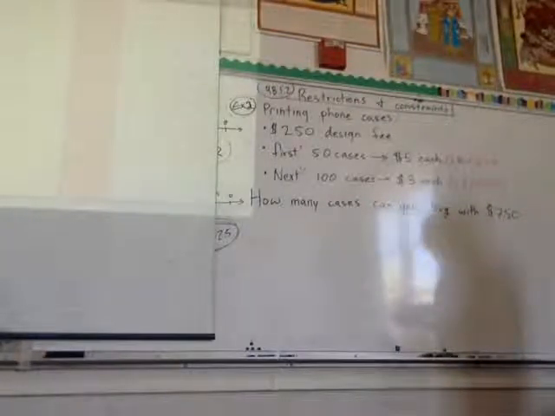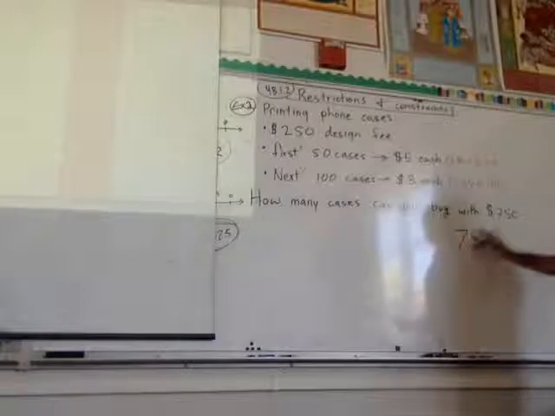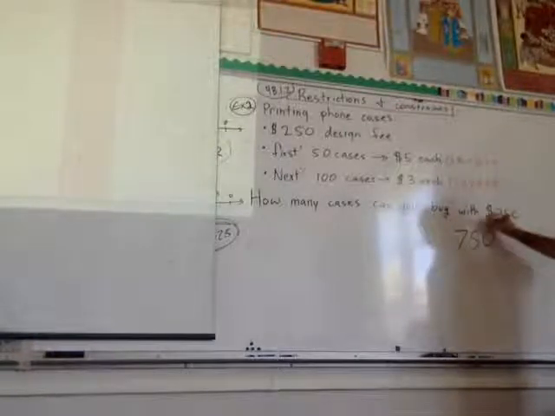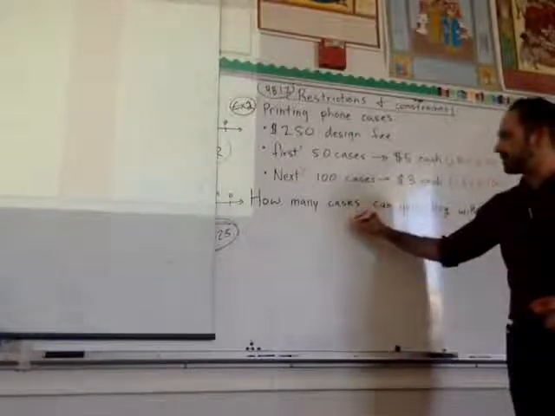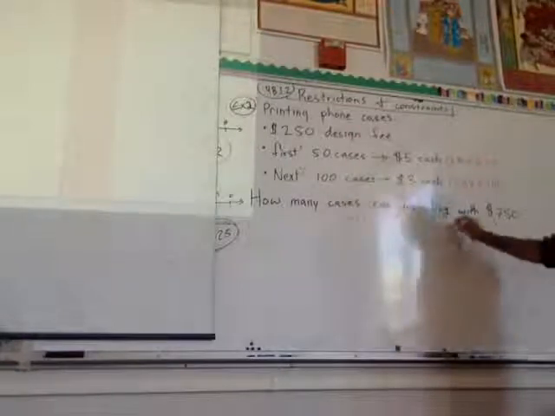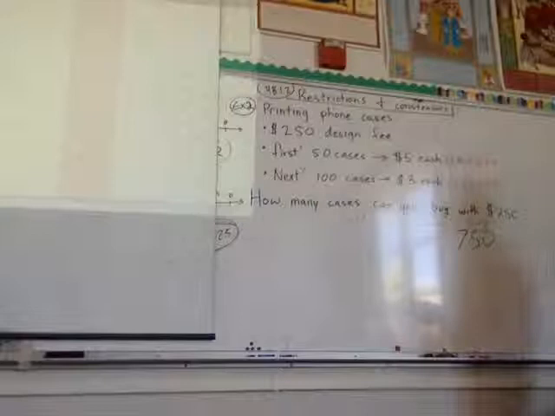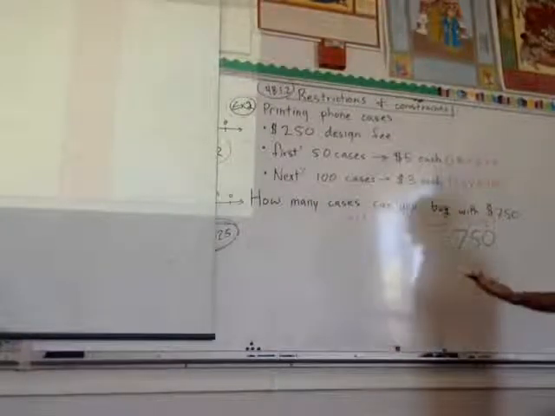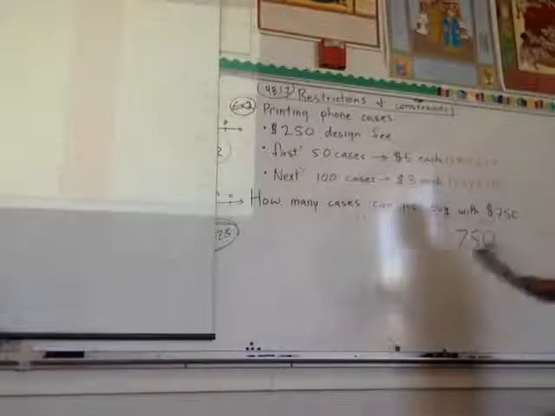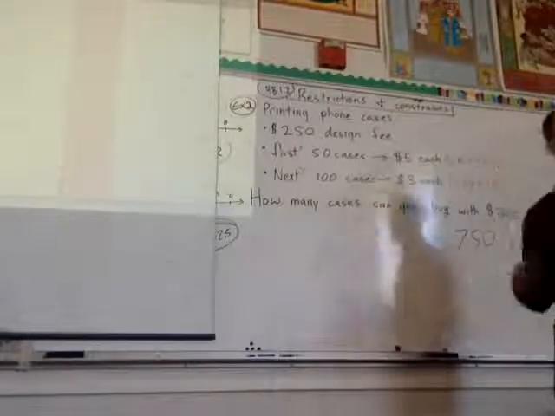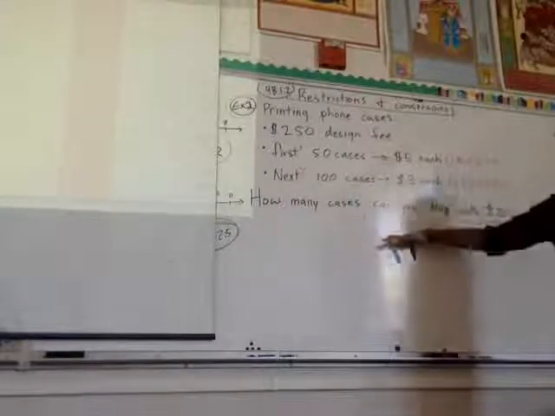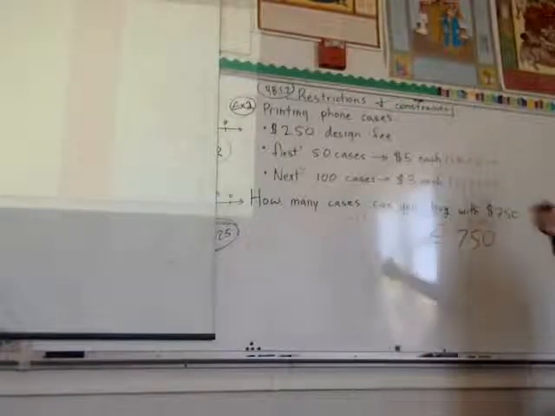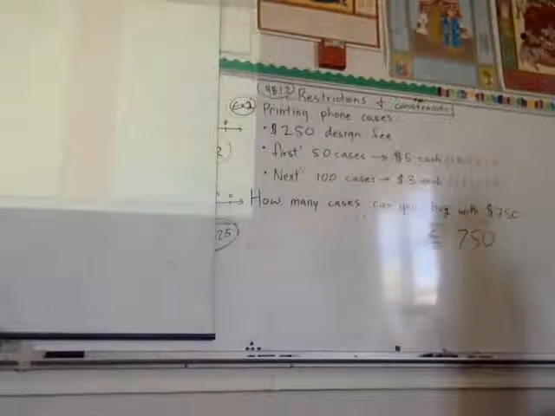What is my budget? This is my budget over here. I'm going to put all my costs over here. And what kind of inequality should I put between it? Less than. Why is it less than or equal? You're right. Because you can't go over 750. 750 is your budget. All my costs have to be less than or equal to my budget, since you don't have more money. All right. What's the cost that's in there no matter what? 250. 250.